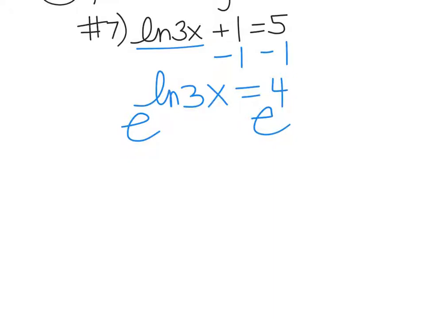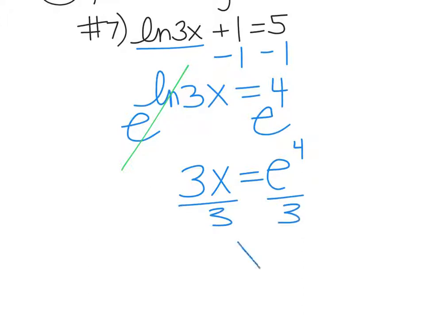All right, here we go. Now, e to the natural log, those kind of cancel each other out. So you end up with 3x equals e to the 4th. And the rest is calculator. Okay, so take your calculator and do e to the 4th. Do you remember where the e button is? Usually I hit enter just to make sure it's in there. And then divide by 3. And so you get about 18.199.